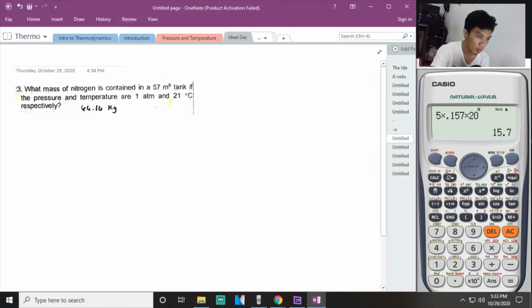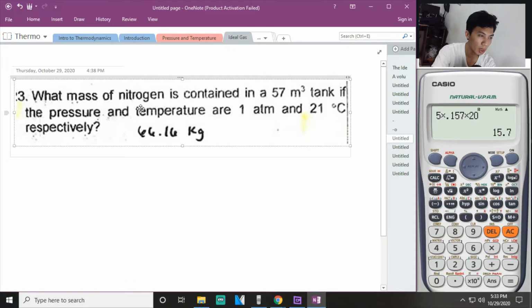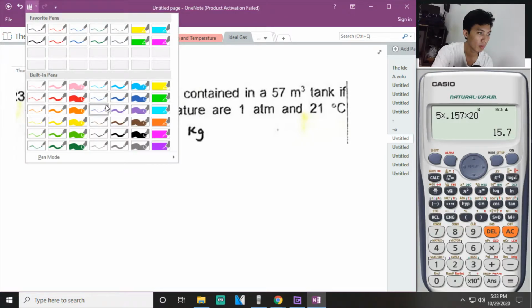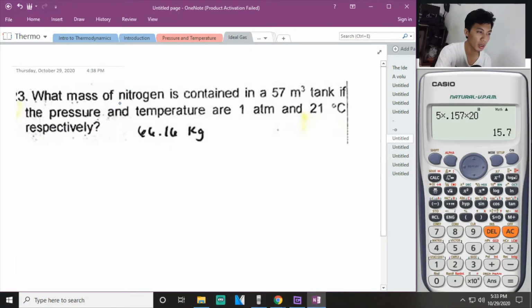Number 3. Ayan, nasagot na agad. What mass of nitrogen? N. Ang nitrogen is a diatomic element. So, ano ba ang molecular number niya, atomic mass niya? N ng nitrogen, that is, I think, 14. So, diatomic siya, so you multiply by 2. That is 28. Okay? Magagamit natin yan. Set aside muna natin.